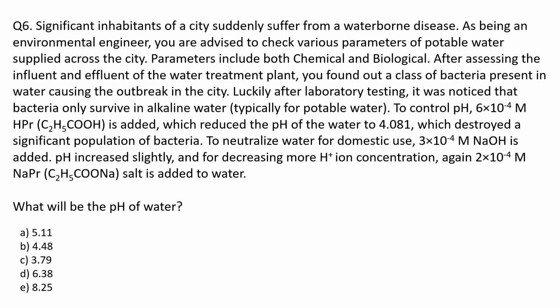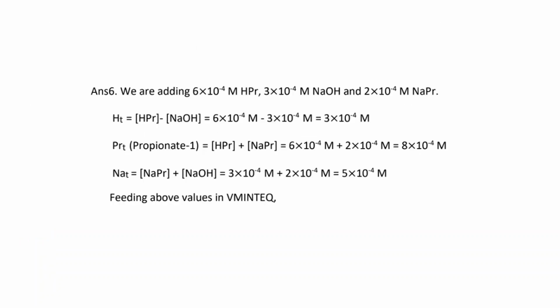We'll see the solution now. It is 5.11. How? What we are doing? We are adding 6 into 10 raised to power minus 4 molar of HPr, 3 into 10 raised to power minus 4 molar of NaOH, and 2 into 10 raised to power minus 4 molar of NaPr. So total H is HPr minus NaOH. This is how we got it, from component balance.